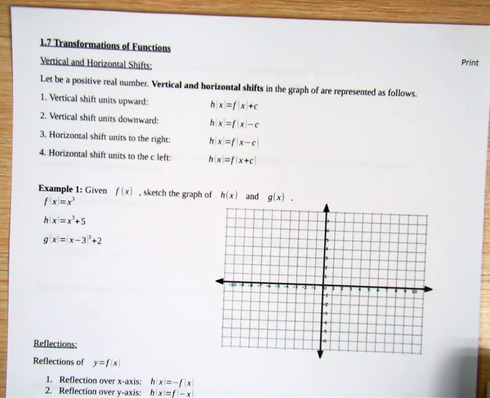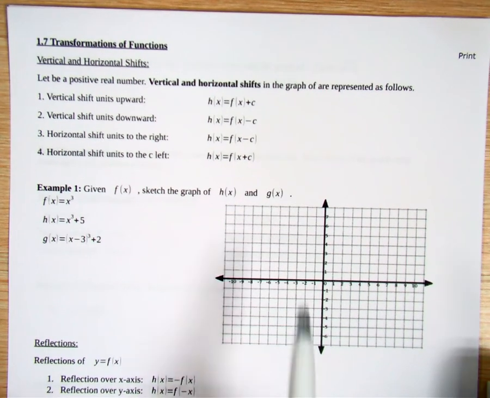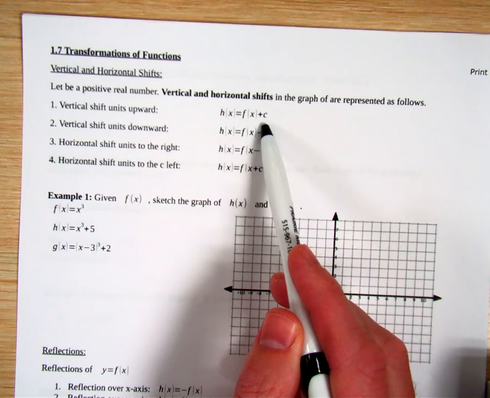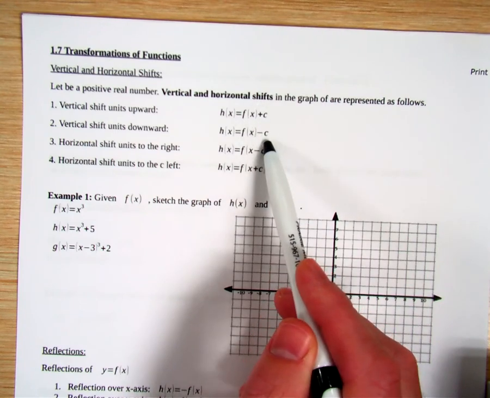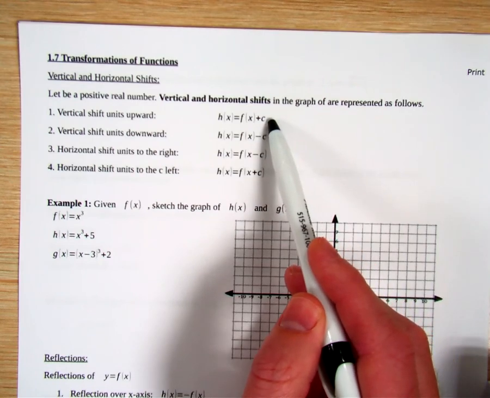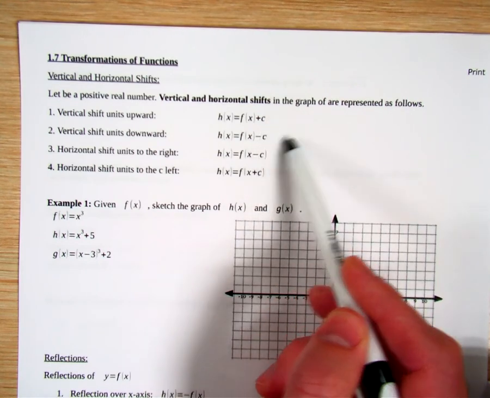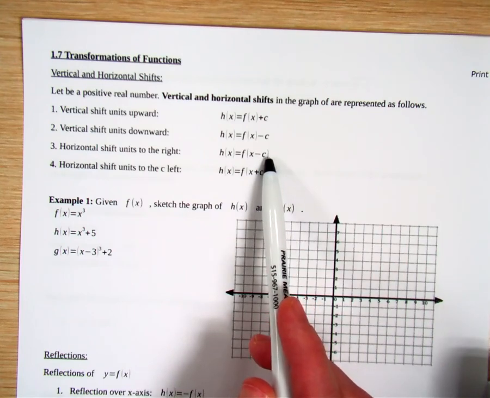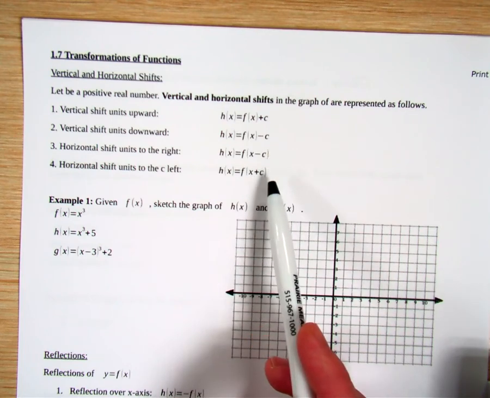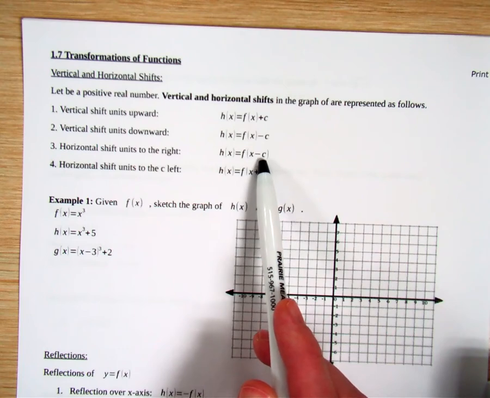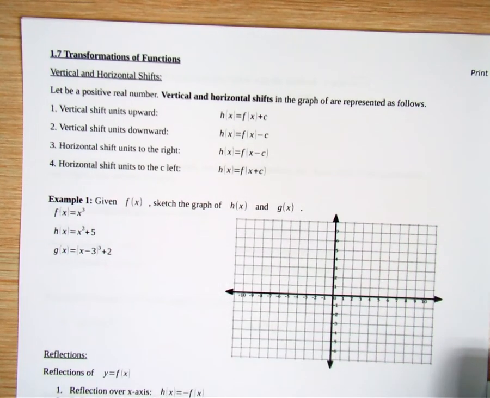1.7 transformations. We've got vertical and horizontal shifts. Again, pretty similar to stuff from Algebra 2. If it is outside of the parentheses and it's a plus or a minus, that's going to affect your vertical shift. Plus goes up, minus goes down, just like you would think. If it's inside parentheses with x, that's going to affect your horizontal shifts, left and right, and those are opposite of what you would expect. So minus is actually going to go to the right, plus is actually going to go to the left.